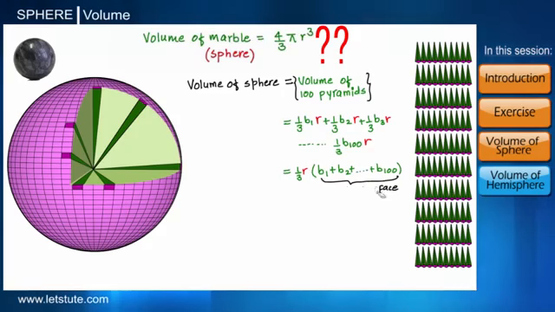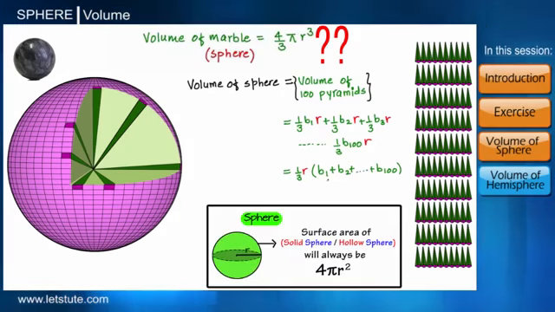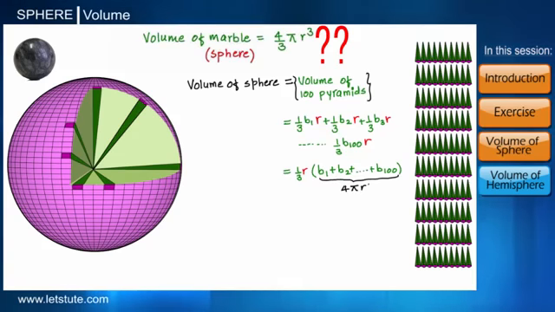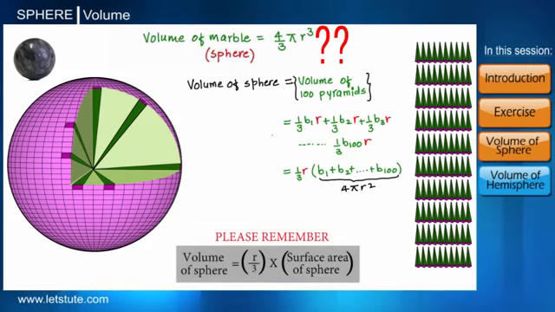So instead of this, we can write the surface area of the sphere, which we have already learned in our previous session, which is 4πr². And therefore, we get the formula as 4/3 πr³. So this is how we derived the formula for the volume of a sphere.